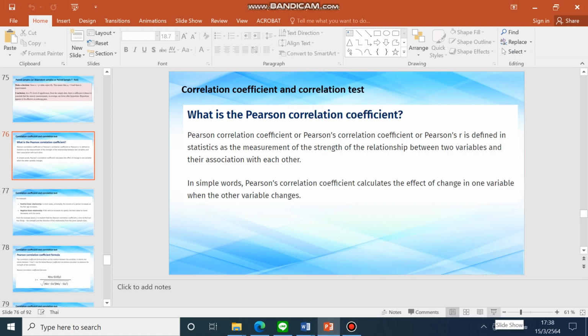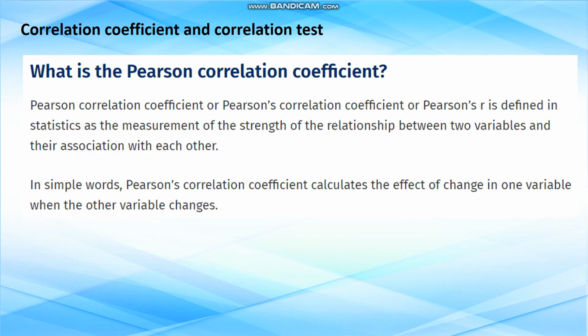Next, correlation coefficient and correlation test. It is a very useful technique if you want to identify the relationships between two variables. Especially for two independent variables, I think correlation coefficient and correlation test will be very useful techniques.